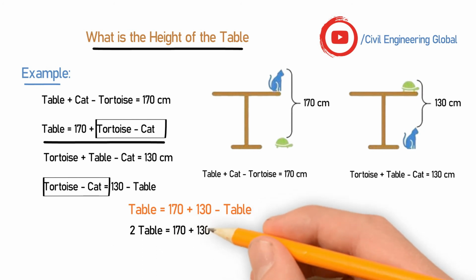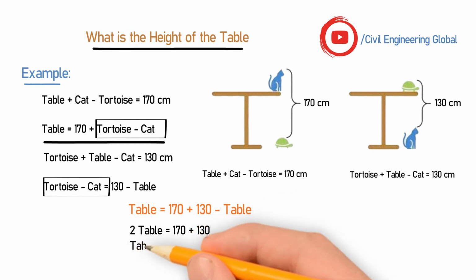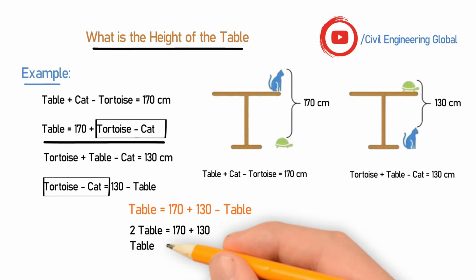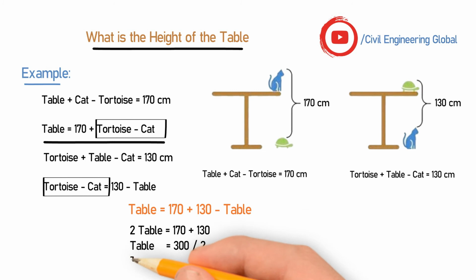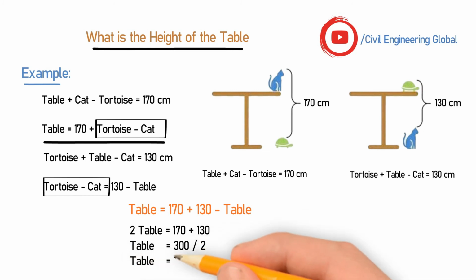After calculating this, this will become 2 table is equal to 300. Let's move the 2 to the other side. This will become divided by 2. So the height of the table in this example is 150 centimeter.